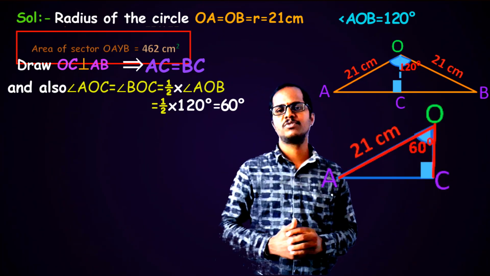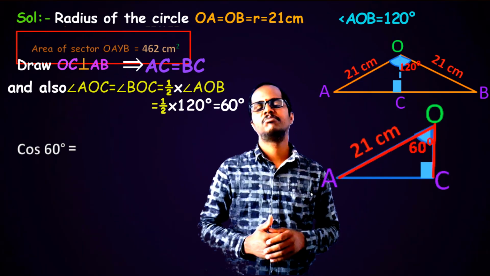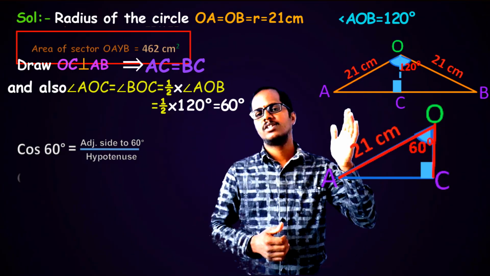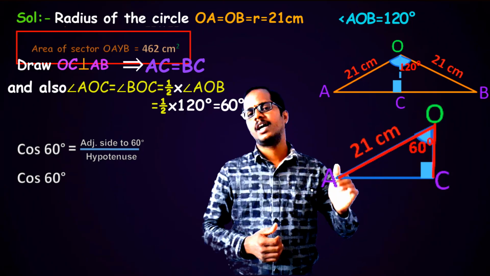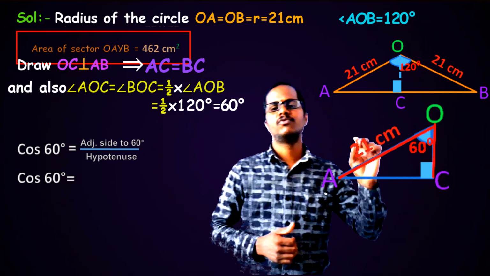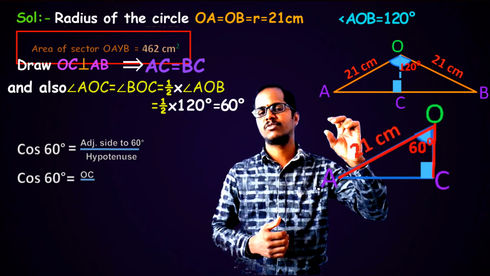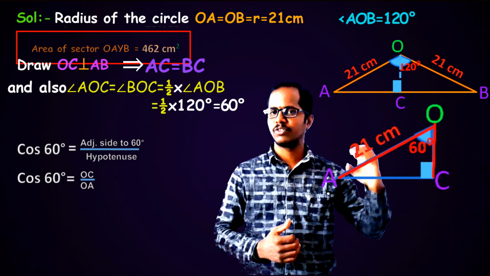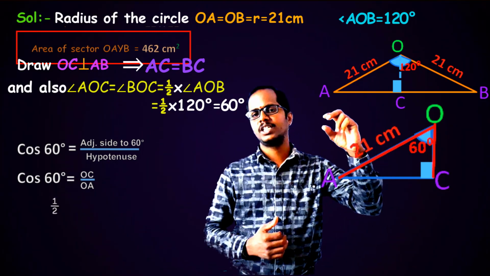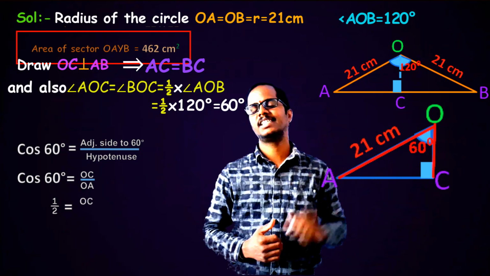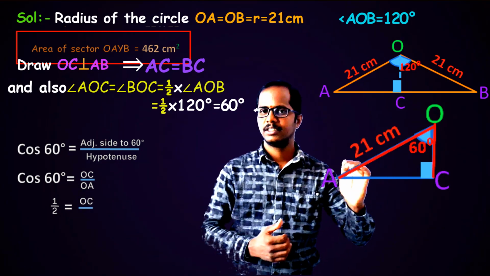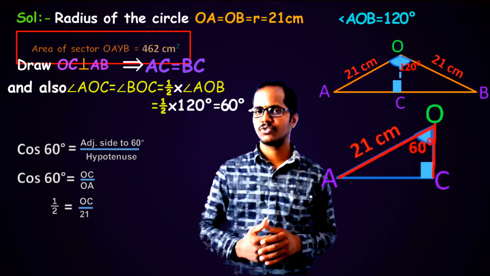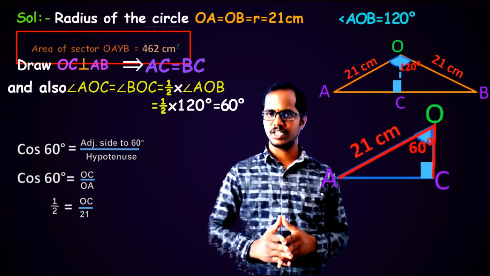Cos 60 degrees equals adjacent side to 60 degrees by hypotenuse, and here the adjacent side to 60 degrees is OC, and the hypotenuse is OA. So we get cos 60 degrees is equal to OC by OA. So let us write the corresponding values in this equation. Cos 60 degrees, we know that it is 1 by 2. 1 by 2 equals OC, we need to find it, so write OC as it is, and the hypotenuse OA equals 21 centimeters. So we get 1 by 2 equals OC by 21.